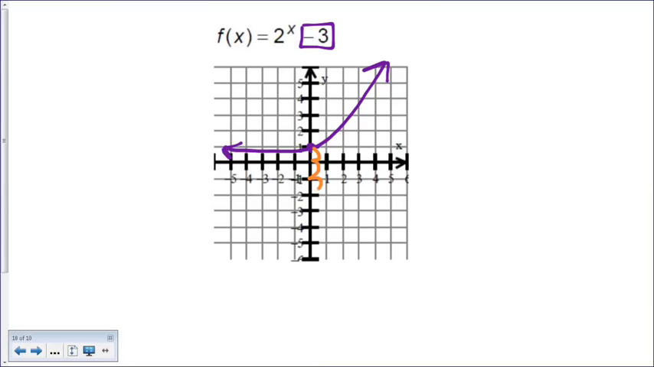So 1, 2, 3. So now my graph would look something like this. Where normally for an exponential function I have an asymptote at 0, because I moved down 3, my new asymptote would be at negative 3. Okay, so that kind of gives you an idea of what we're discussing. There's a couple of quiz questions. Hopefully you're able to see this and say, okay, I kind of figured this out, but we'll talk about it more in class.